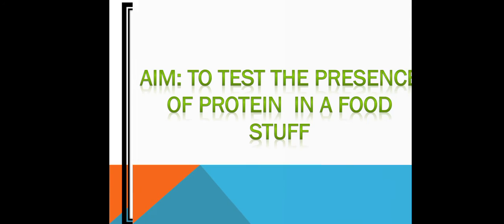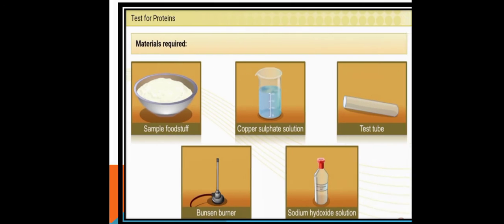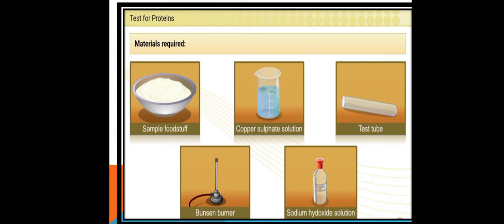Then next, test for proteins. Aim: to test the presence of protein in a foodstuff. What are the food items that contain proteins? The plant sources and animal sources contain proteins. Animal sources: meat, chicken, fish, and some milk products, butter, ghee. And some plant sources like green peas, chickpeas, green gram. These are the food items that contain proteins.